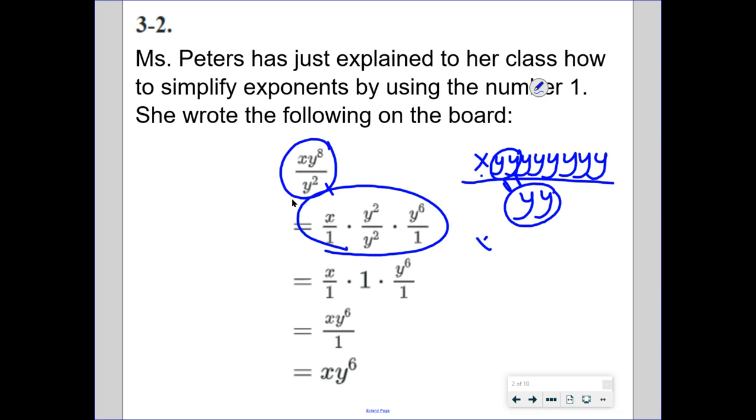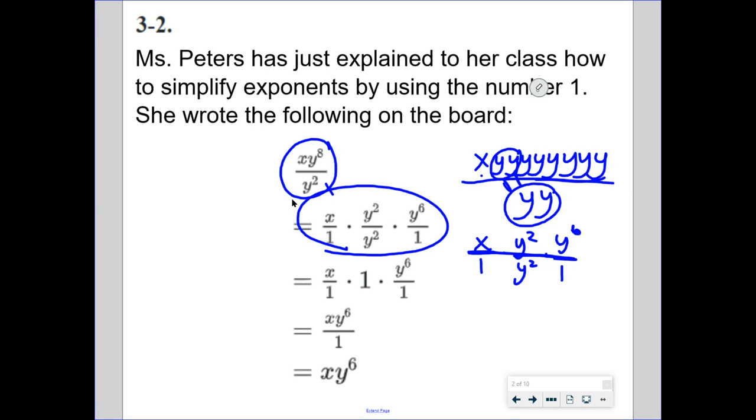So this x, I'm just going to put as x over 1 times y to the second over y to the second times y to the 6, because there's 6 y's left, over 1. Now, if I were going to multiply fractions, I just multiply across. So what ends up happening is it's kind of like I just put these together, combine everything here, and go x times y squared and y to the 6. Oh, those two combined to get y to the 8th power. So it's the same thing.